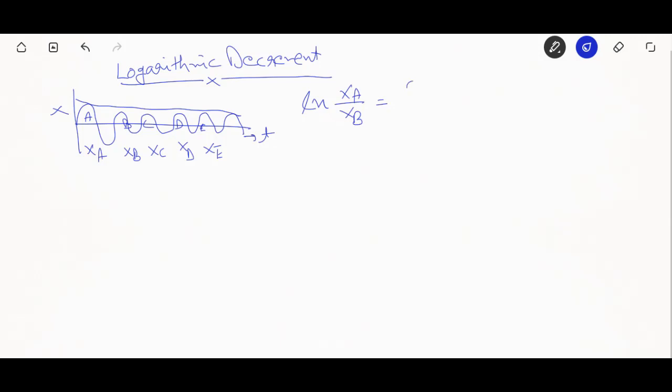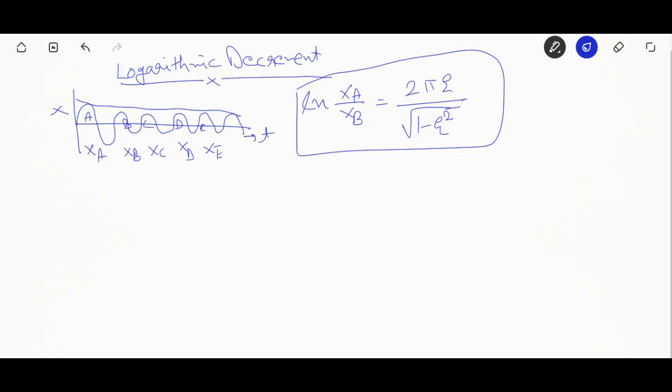It solely depends upon the damping factor of the system, right? Minus xi square, right? So this is so far the formula. Now this formula is for successive amplitude, right? Suppose this is for XA and this is having XB amplitude.